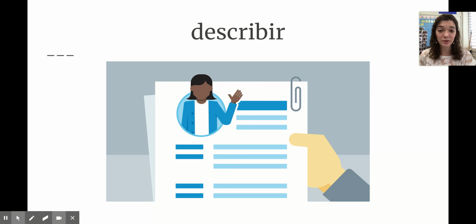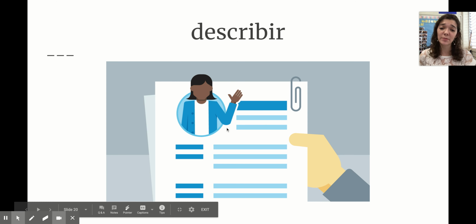Up next, we got describir, another cognate, to describe. You describe yourself on your resume. Not to be confused with, and you already wrote this one down, but write it down again, escribir. Get it right. Escribir, to write. And if you're looking at this word, you might notice scribe, scribble. Yes, all these having to do with writing.